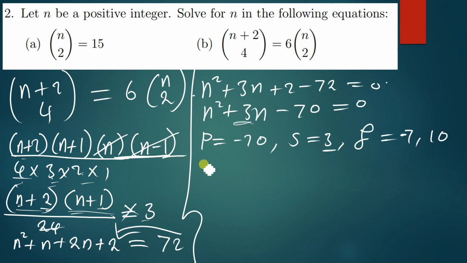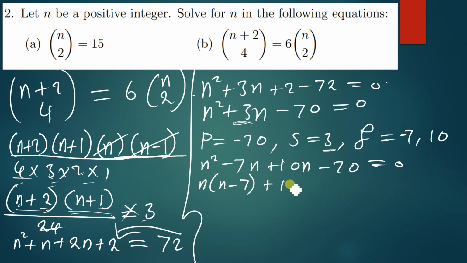Alright, so we replace them there. We're going to have n squared minus 7n plus 10n minus 70 is equal to 0. So factorizing this will give us n, open brackets, n minus 7, then we say plus 10, open brackets, n minus 7, being equal to 0. And then you can factor out what is common there, which is n minus 7, and then you write the remaining part in brackets as well.